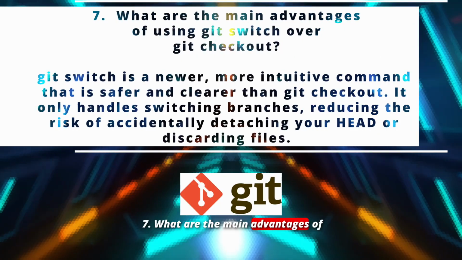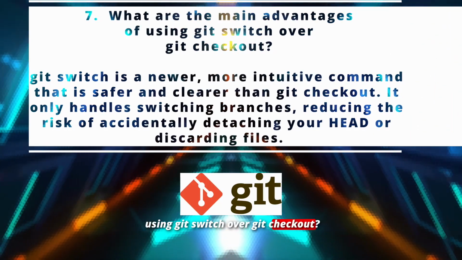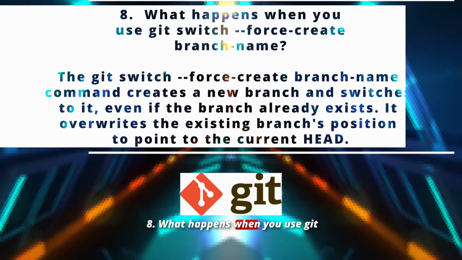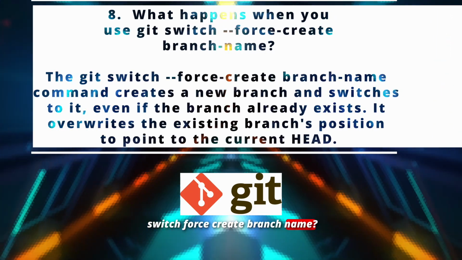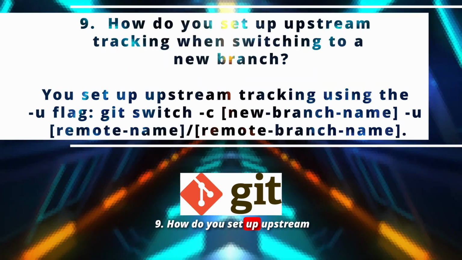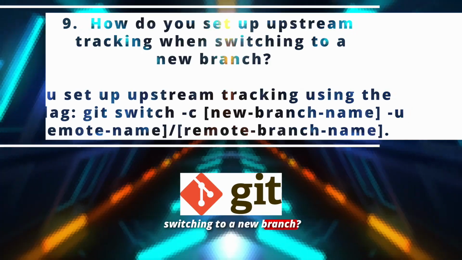7. What are the main advantages of using Git switch over Git checkout? 8. What happens when you use Git switch --force-create branch-name? 9. How do you set up upstream tracking when switching to a new branch?